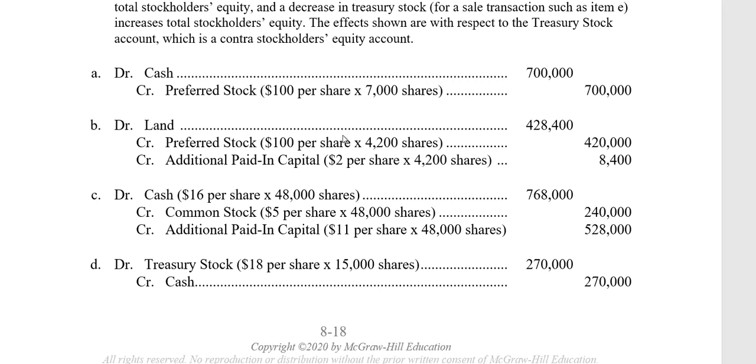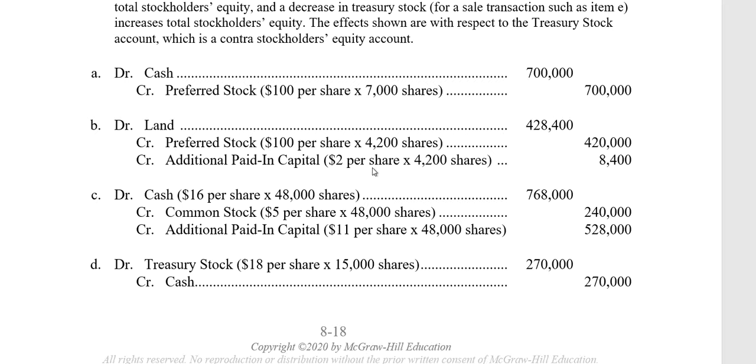And any kind of additional paid in capital you may have over that par value amount, then you would flow it into this account that's called additional paid in capital, which kind of gets anything over the amount that you record the stock.